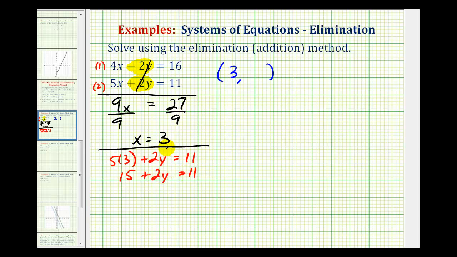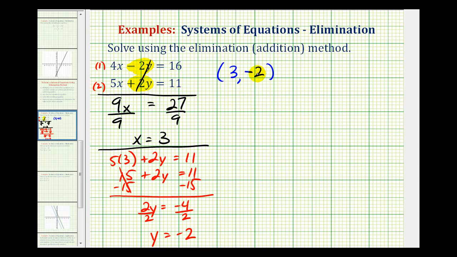Now we'll subtract 15 on both sides. So this gives us 2y equals negative 4. Divide both sides by 2. We have y equals negative 2. So our solution is the ordered pair 3, negative 2, or x equals 3 and y equals negative 2. And because we have one unique solution, we can classify this system as consistent, and the equations are independent.